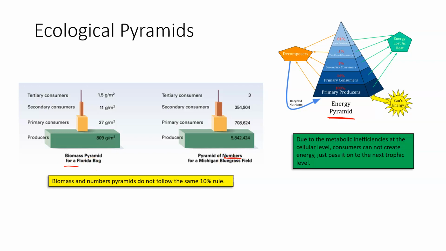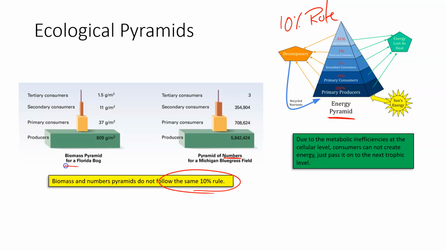Now, biomass and number pyramids are not going to follow the same 10% rule that the energy pyramid did. Again, the energy pyramid always has to follow the 10% rule. The biomass and numbers pyramids are exactly what they sound like. Biomass is the actual amount of weight per unit area, per meter squared, of each of these trophic levels in a particular ecosystem or food chain.